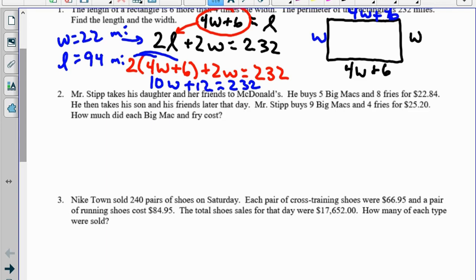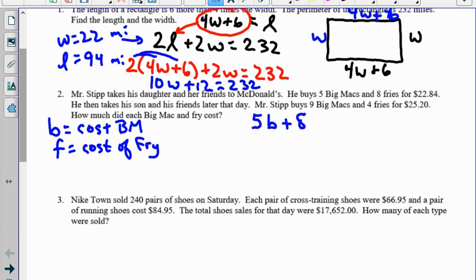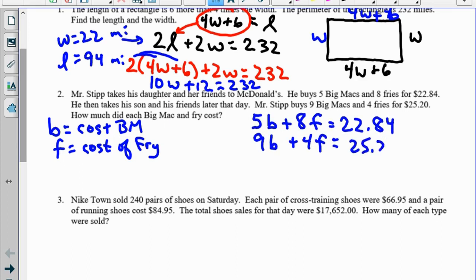One thing I probably should have pointed out in the first problem is you might want to define your variables and make sure you actually understand what you're solving. So in this case, I will make B equal to cost of a Big Mac and F equal to cost of a fry. So if I set this up, this one's actually pretty easy to set up. It's 5B plus 8F equals 2284. 9B plus 4F equals 2520.